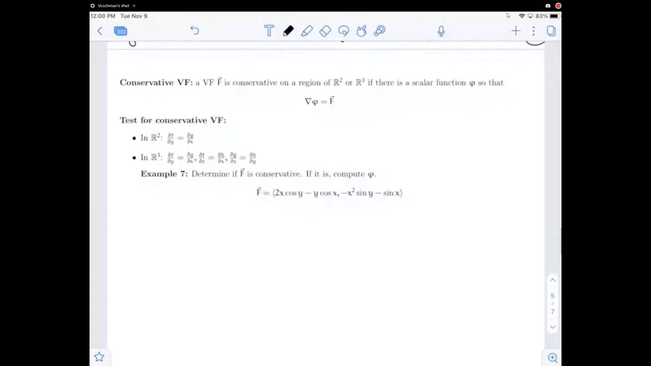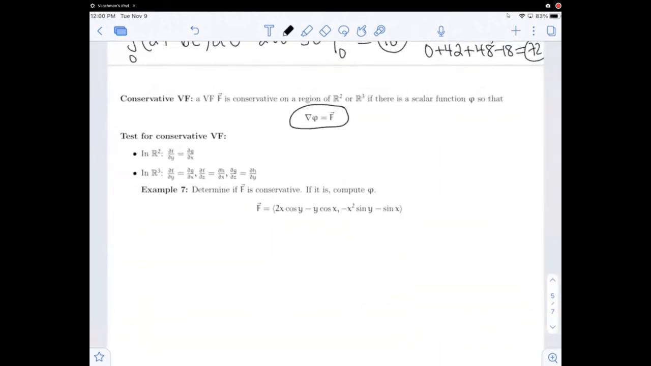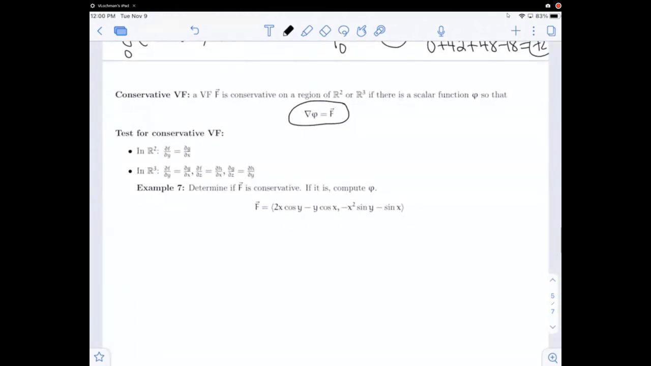We'll start with the definition. A conservative vector field is a vector field on a region of R2 or R3 if there is a function phi such that if I take the gradient of this function, that gives me the vector field in question. Okay, so vector fields that are called conservative. Conservative comes from conservation of energy. Okay, it is not the political affiliation of this term, right? So conservation of energy is related to physics.